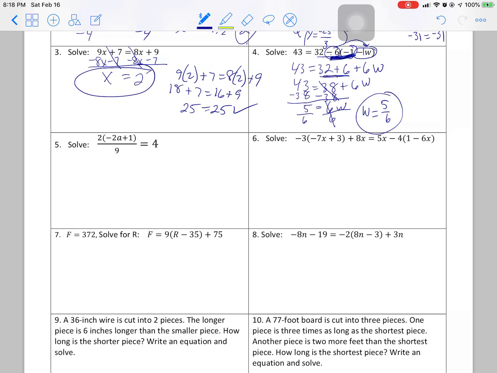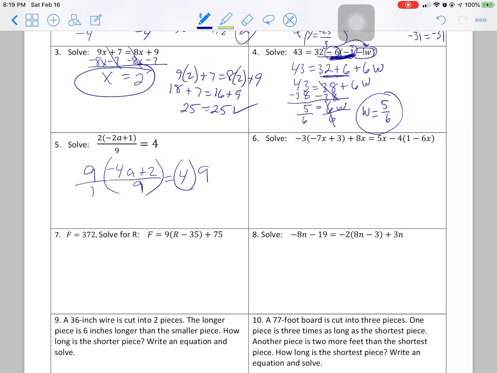It's important to know how to handle these. You can go ahead and distribute if you want. So let's see, negative 4a plus 2 over 9 equals 4. So we want to be able to clear our fractions, because this is kind of a mess. I want to make sure that I can get that a by itself. So to do that, what happens if I multiply this whole side times 9?